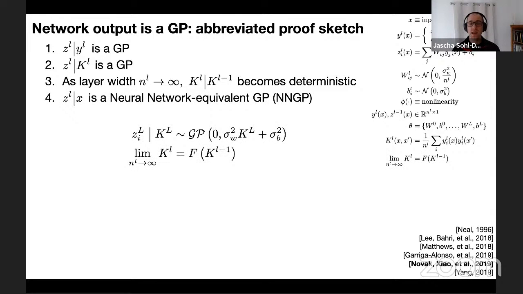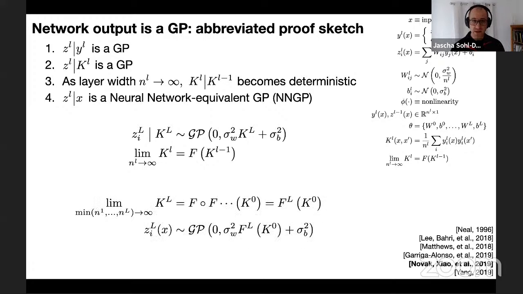Finally, we can just put these pieces together. The top layer logits are described by a Gaussian process given the second moment matrix K capital L of their preceding Y capital L. In turn, each of the second moment matrices are deterministic functions of the second moment matrix from the layer below.